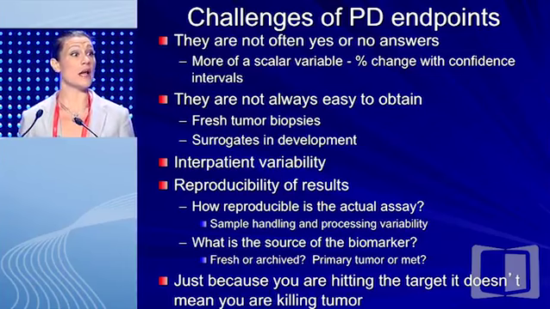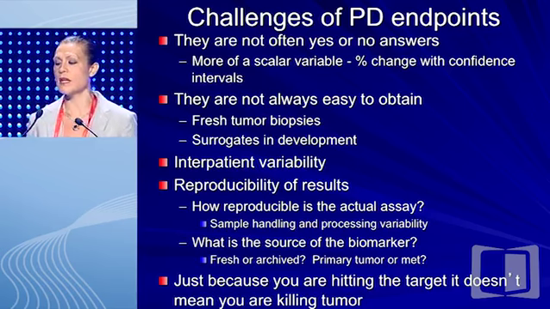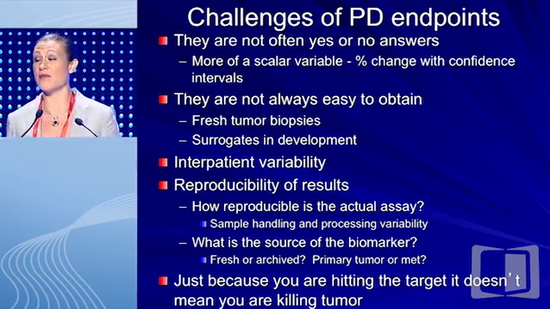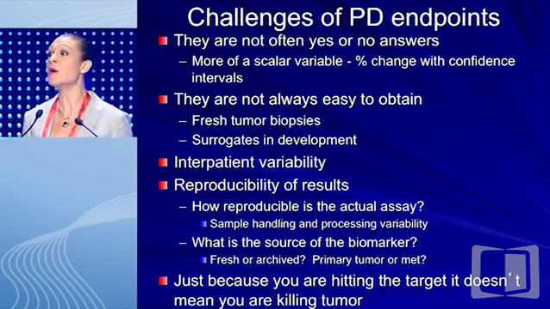Now, this is all well and good, but we are also learning that we don't know as much as we think we did. There's a number of challenges that we have within pharmacodynamic endpoints. First of all, they're not really yes or no answers. So mutational status we're even seeing, we thought that was black and white and yes and no, but we're starting to learn now that it depends which mutation you have. We also know that they're more scalar variables. So we have, for instance, IHC staining. So it's not a yes or no. It's a 1+, a 2+, or a 3+.